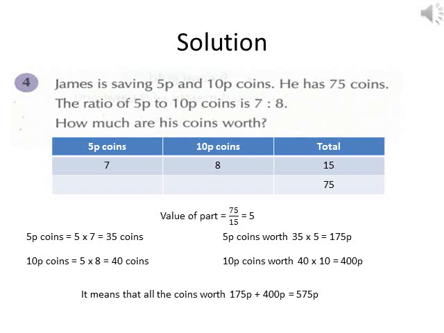So it means that all the coins are worth 175 plus 400 piasters, which equals 575 piasters, or you can say 5 pounds and 75 piasters. Both of them are correct, of course.